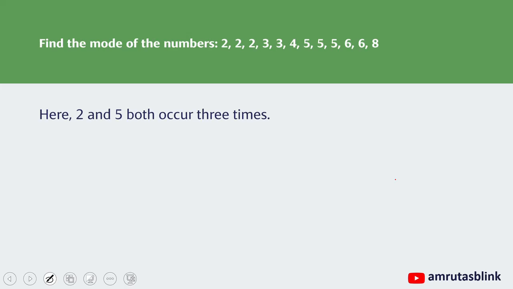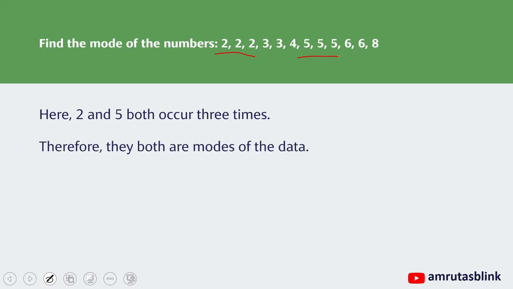Now here, just by observation, we can say that 2 has occurred 3 times and 5 also has occurred 3 times. So we can say that 2 is the mode of the data as well as 5 is the mode of the data. That's why 2 and 5 both occur 3 times. Hence both 2 and 5 are modes of the data.